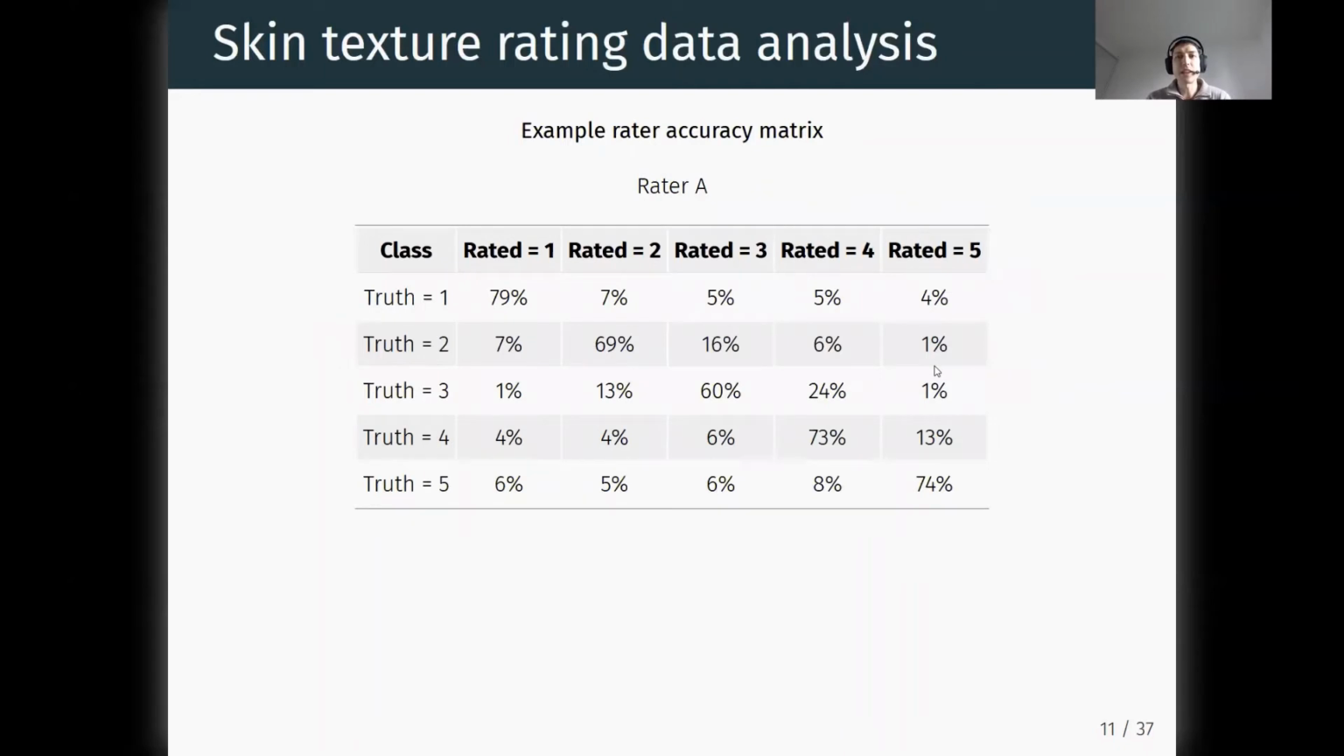For looking at assessing the accuracy of the raters, here's how we would represent that.